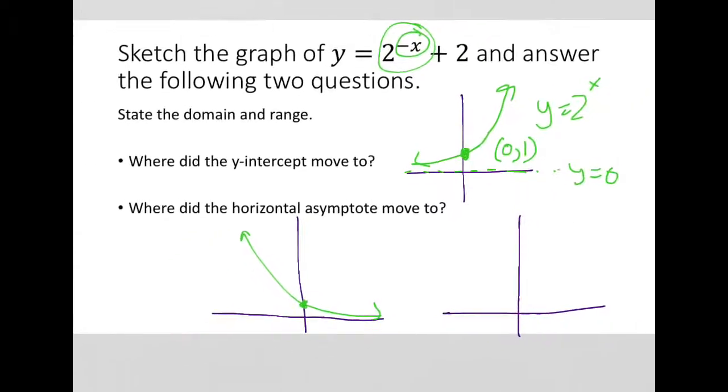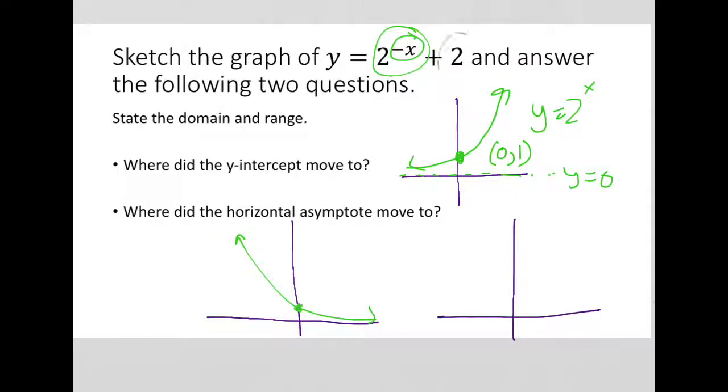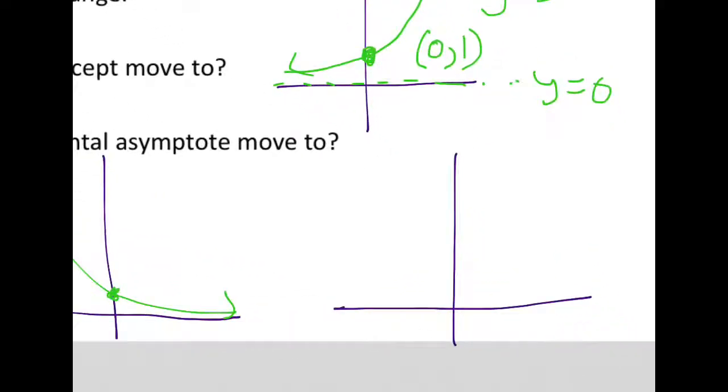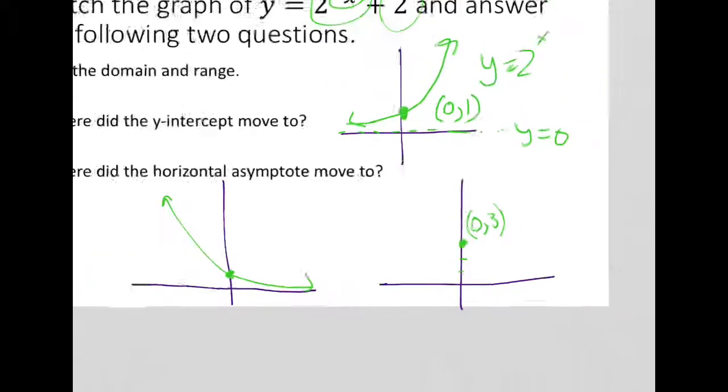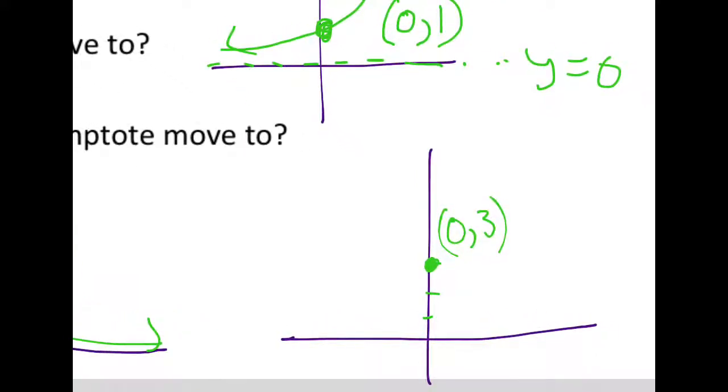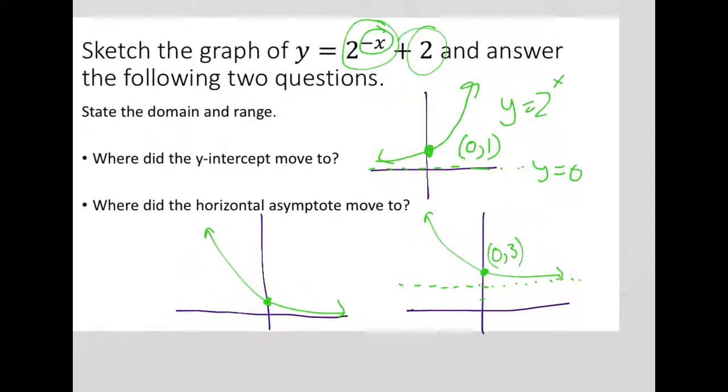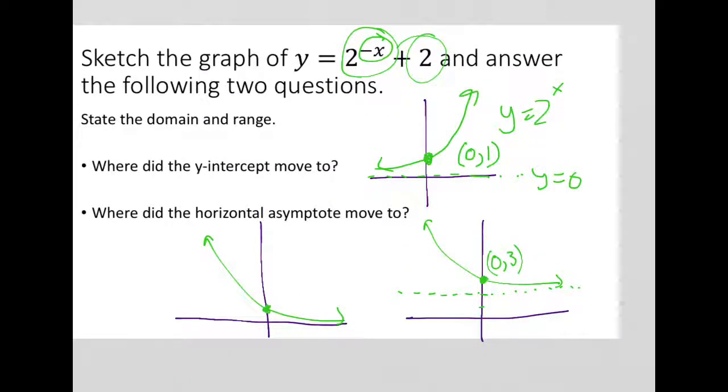That's what that transformation does, but we also have the plus 2, which is going to shift everything up 2. So I know my y-intercept is going to be up here at the point 0, 3, and I know that my horizontal asymptote is shifted up 2, so I get that. So I can sketch it in just like that. Again, it helps to think of these transformations as a series of transformations. Just make sure you follow order of operations.